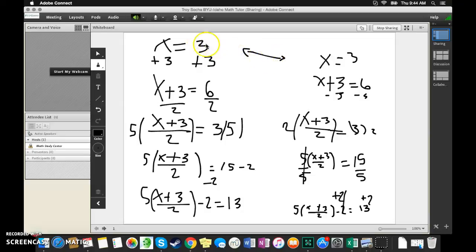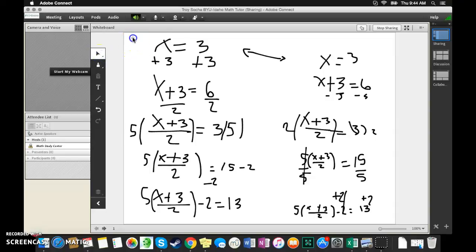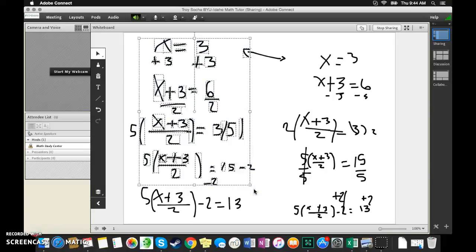We proved that x equals 3 in both occasions. We proved that when we solve this and we plug in a 3 for x, it equals 13, and I'll show you what I mean by that. So there's a way we can check our answer in algebra.